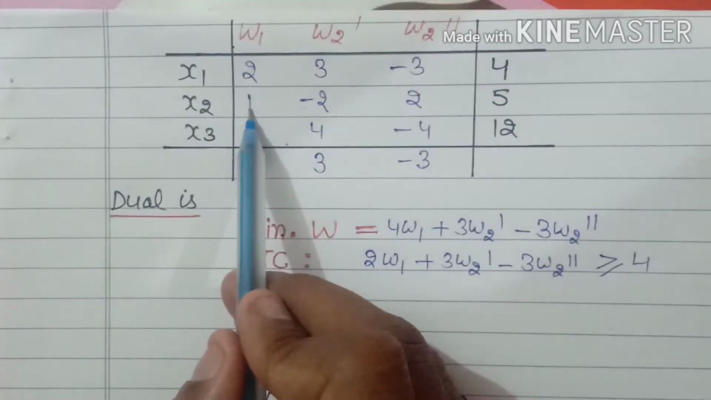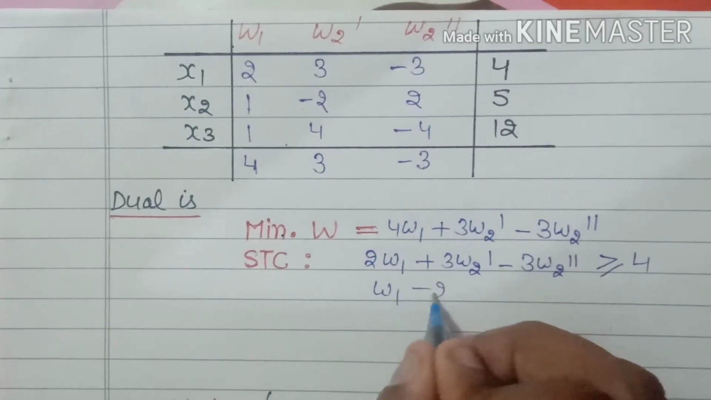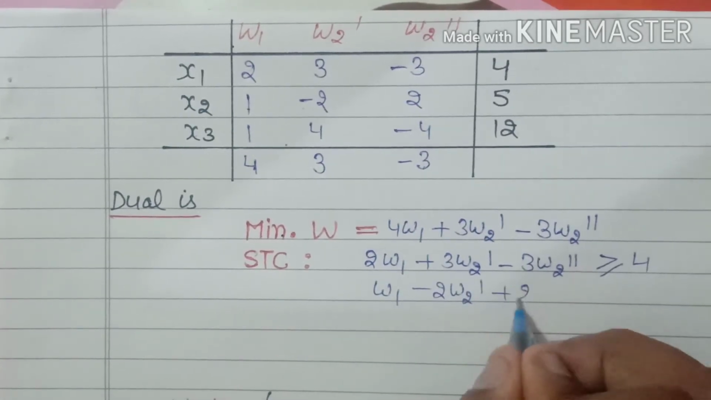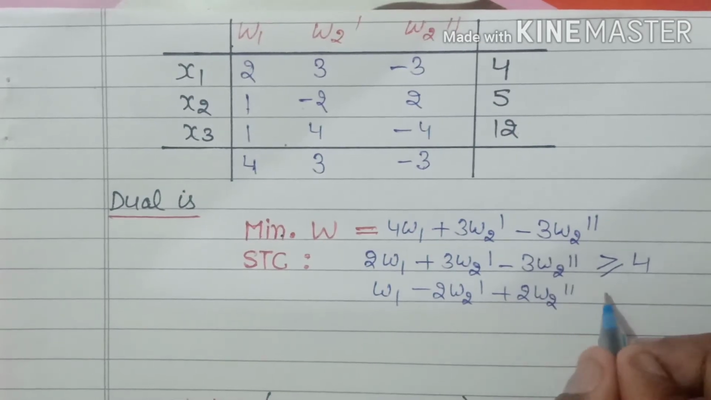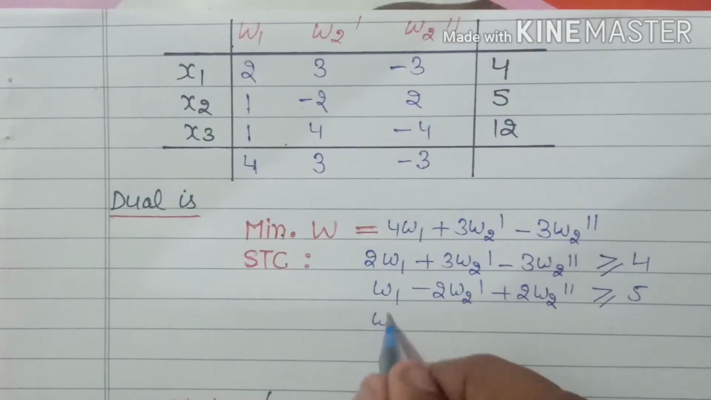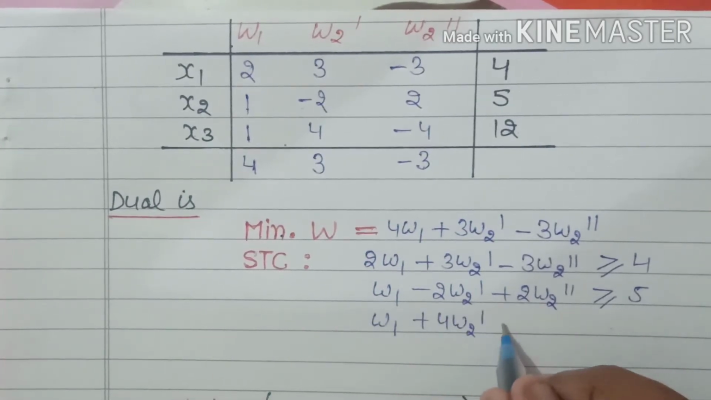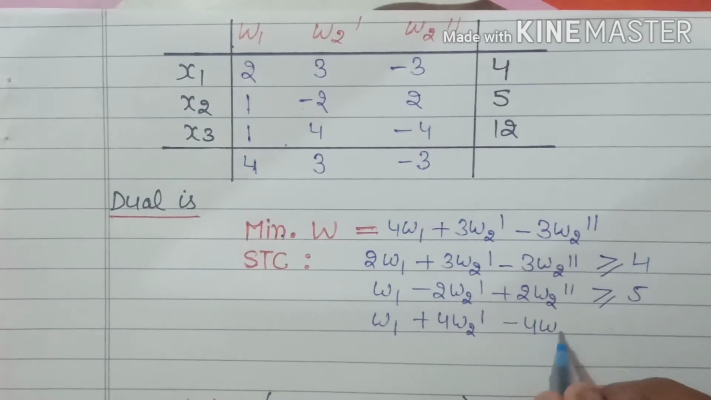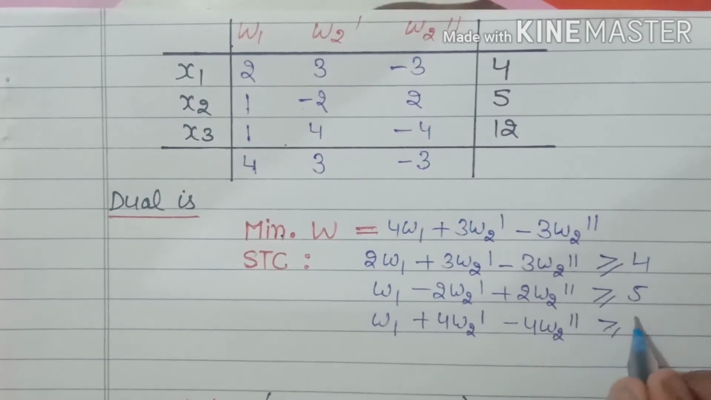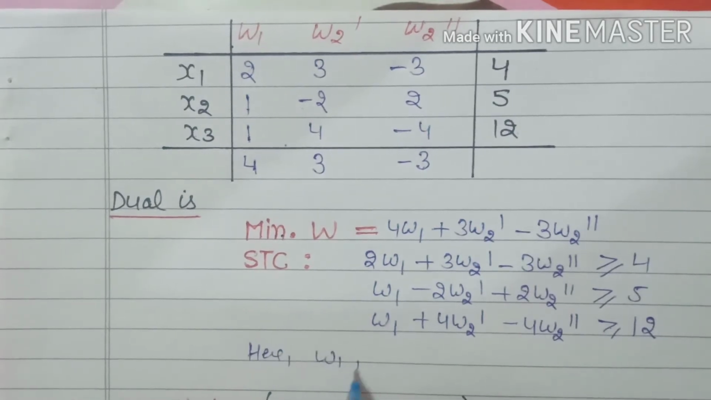Okay, then multiply these values with these values. So this will be w1 minus 2 w2 dash plus 2 w2 double dash, and again this is 5. Now multiply these values. This is w1 plus 4 w2 dash minus 4 w2 double dash, and these are equal to 12. Okay, now here w1, w2 dash and w2 double dash are all greater than or equal to 0.